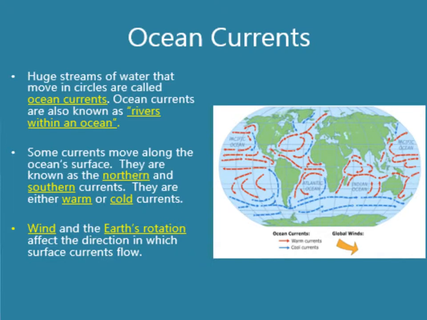Huge streams of water that move in circles are called ocean currents. Ocean currents are also known as rivers within an ocean. Some currents move along the ocean's surface. They are known as the northern and southern currents. They are either warm or cold currents. Wind and the Earth's rotation affect the direction in which surface currents flow.